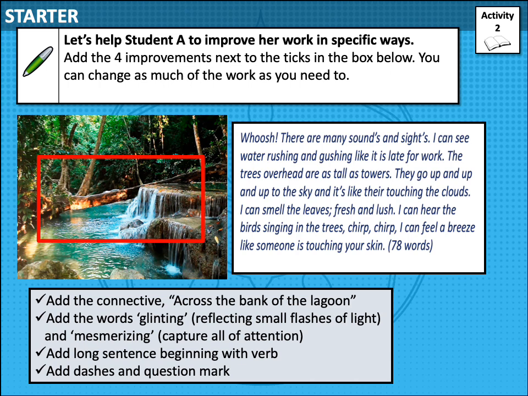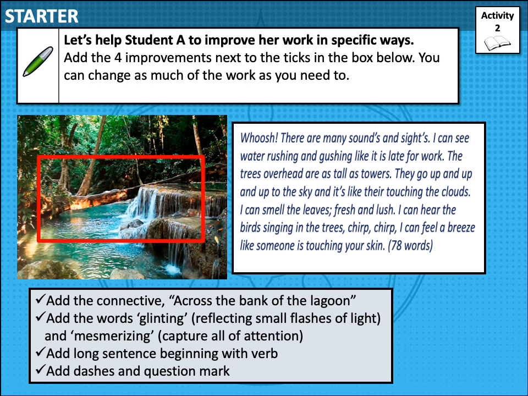If you remember, student A, she did follow the second box of the 4-box plan, some aspects, but there were others that she clean forgot to do. And then there were other things in her plan that she didn't do as well as she could. So what we're going to do now is to help student A to improve her work in specific ways.